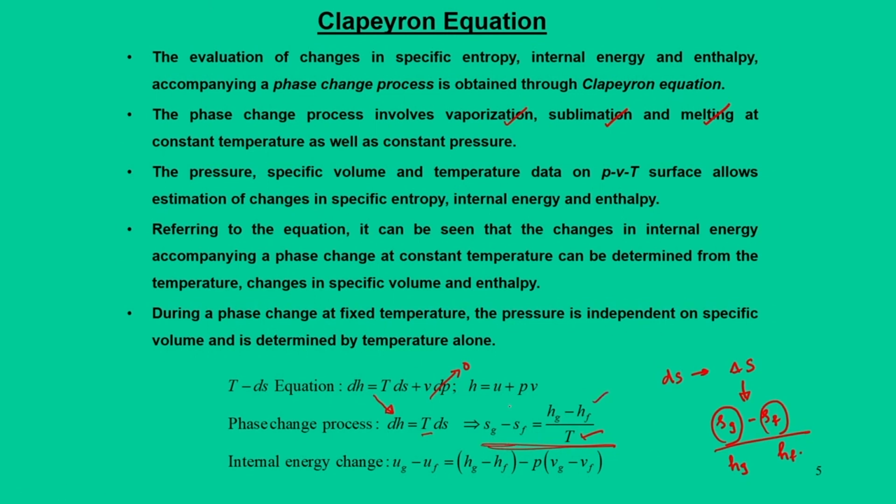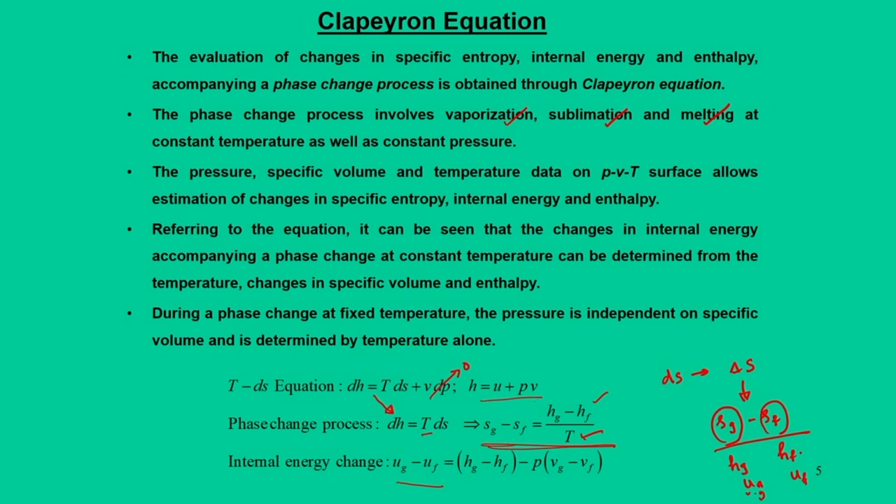And in fact, we all know that enthalpy is also U plus PV. So from this enthalpy value one can also calculate the internal energy change, that is Ug and Uf. Okay, so this is the significance of these equations.